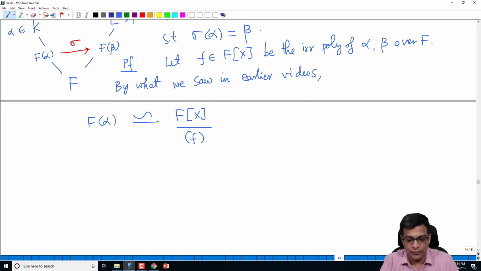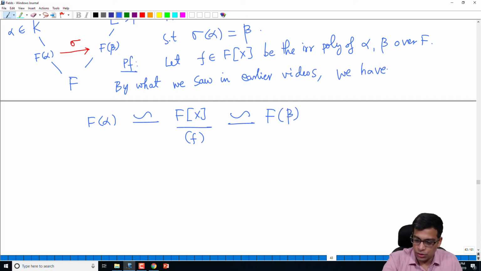Capital F[x] is a UFD, right? In fact, it's a PID, being a polynomial ring in one variable over a field F. Small f is an irreducible polynomial, so it generates a maximal ideal and that quotient is in fact the field F(alpha). At the same time, we have F[x] mod f is also isomorphic to F(beta). By what we saw in earlier videos, we have this. And what are these isomorphisms? Here, remember x goes to alpha. Here x goes to beta.